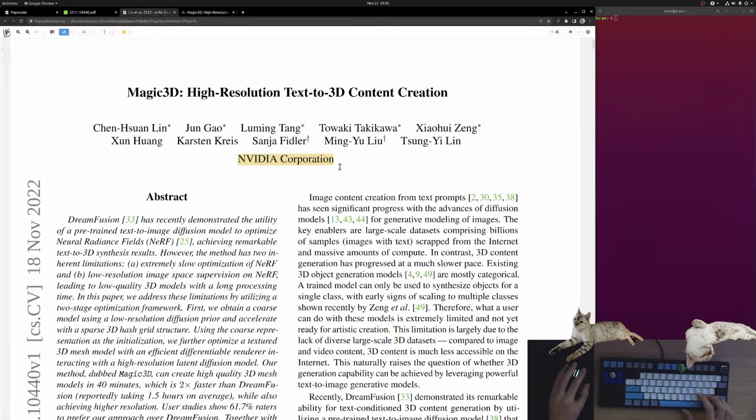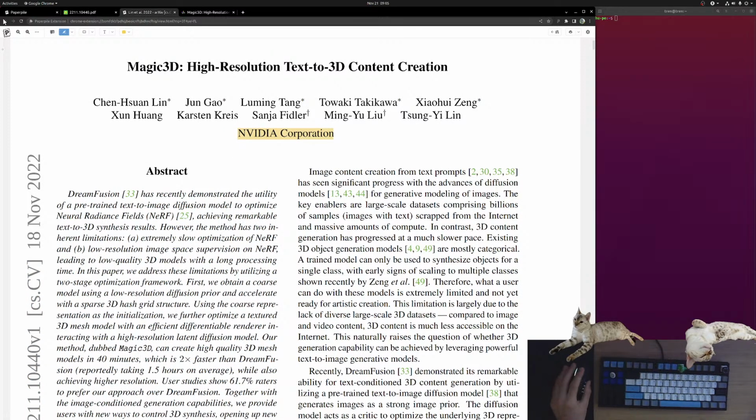And NVIDIA. NVIDIA is kind of the best, I would say, when it comes to NeRFs in 3D. Okay. DreamFusion has recently demonstrated the utility of a pre-trained text-to-image diffusion model to optimize neural radiance fields, achieving remarkable text-to-3D synthesis results. Okay, that's kind of cool that they start with a reference to DreamFusion directly in the abstract.